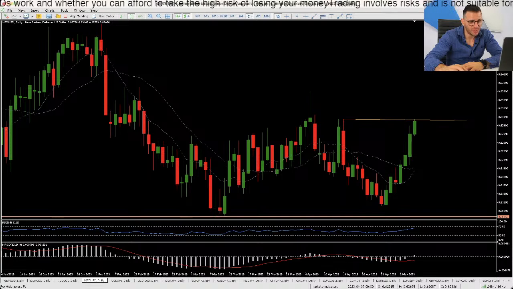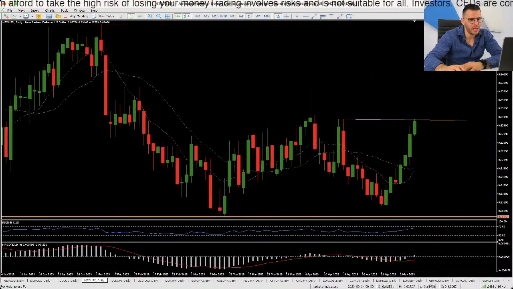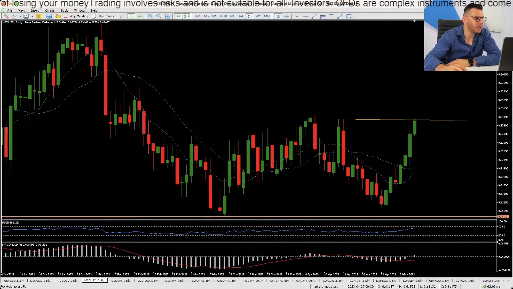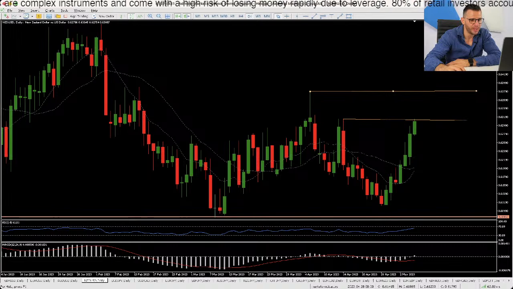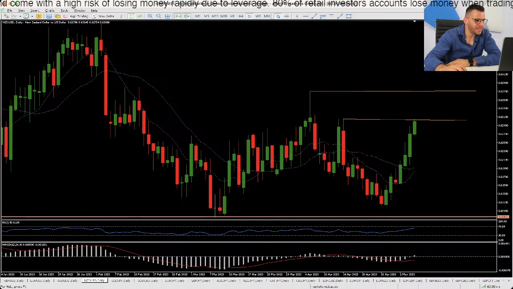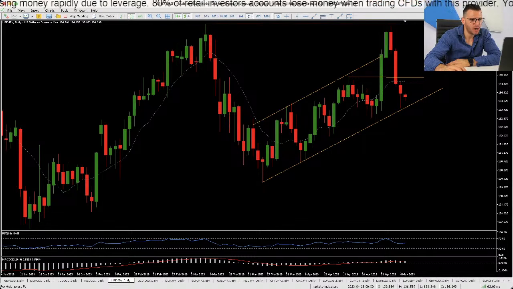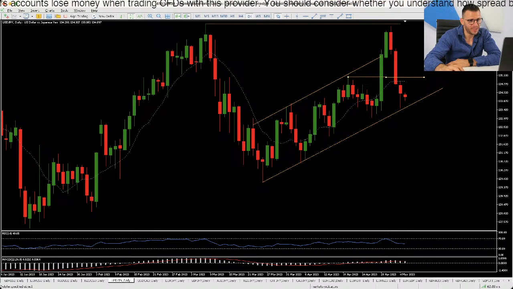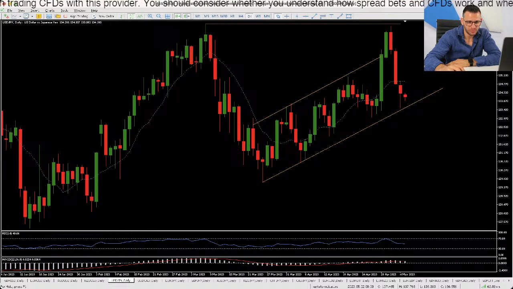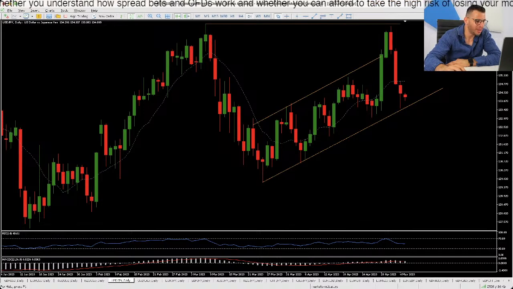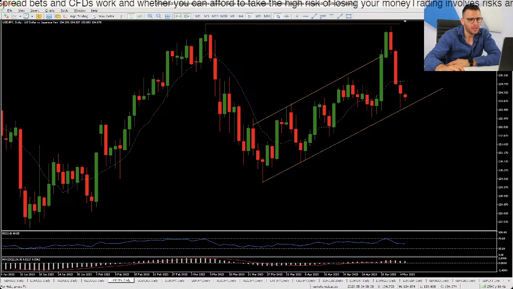Kiwi touched this resistance, and now that's the Kiwi against the US dollar. After we touch this resistance, if we're going to surpass it, the next resistance becomes this high point here. USD JPY, this is the daily chart. The market didn't respect this inside resistance, this inside support. Now we bounced from this upward channel line, and we see if the market is going to hold above.